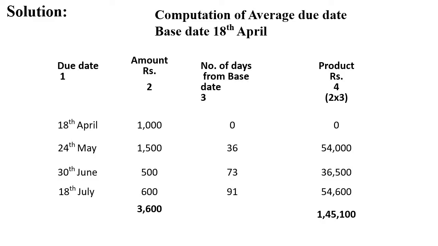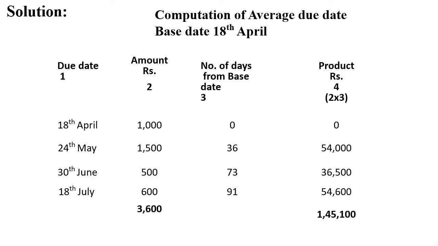Already I told you, any one available due date, you can choose. The earliest due date is said to be your base date. There are 4 due dates: 18th April, 24th May, 30th June and 18th July. Out of these 4, the earliest date is termed as base date. The earliest date is 18th April. So this is considered as base date for this particular problem.